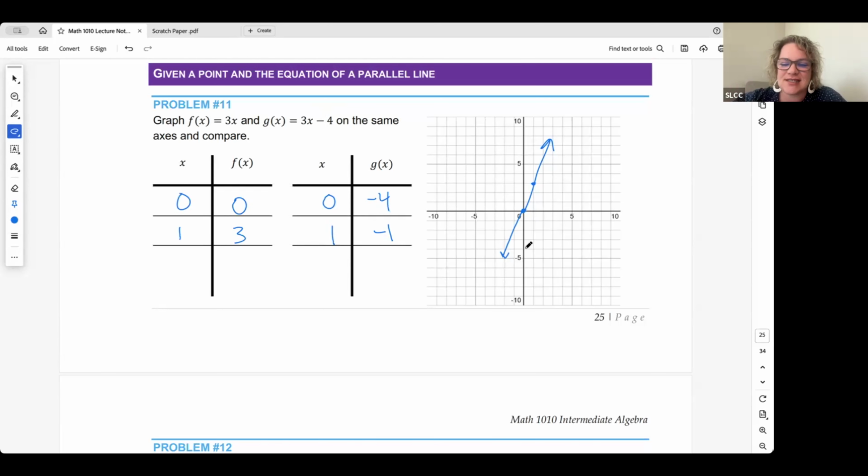Okay, let's look at this. 0, -4, and then 1, -1. And you see your line. There's the graph of your line. Notice that f of x and g of x are parallel. They have the same slope. Do you see that I just grabbed that line and shifted it down 4?